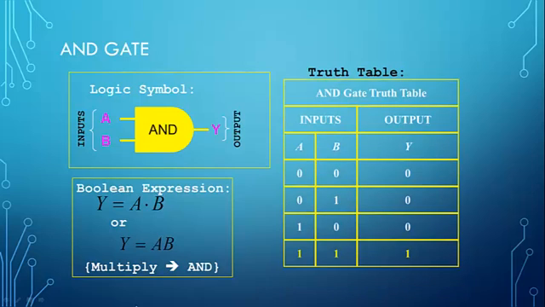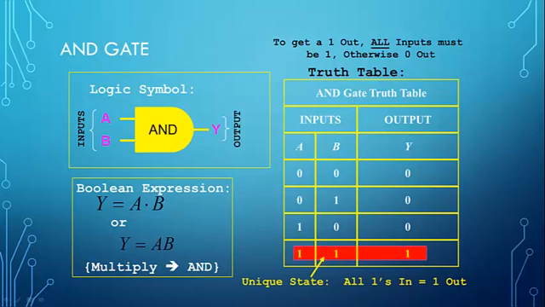Taking a look at the truth table, we saw this before in Unit 3. Notice that the first three input combinations, 0 0, 0 1, and 1 0, all result in an output of 0. If anything going into an AND gate is a 0, the output is 0. But if all of the inputs are a 1, the output will be a 1. So to get a 1 out, all inputs must be 1. Otherwise, we're going to get a 0. We're going to call that state, the only way to get a 1 out of an AND gate, the unique state, where all 1s in implies a 1 out.